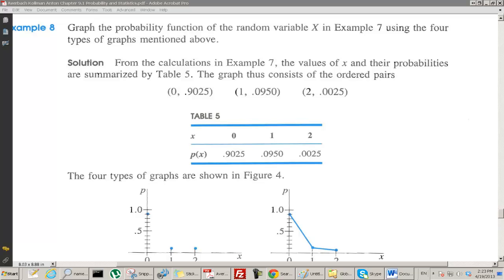Okay, so example 8 says, graph the probability function of the random variable x in example 7 using the 4 types of graphs mentioned. So this was about the defective transistors, and we figured out that you could get 0 defective, 1 defective, or 2. Those are the different values of x, and the probabilities associated with those we figured out were this, this, and this. So if that's true, let's make the graph.